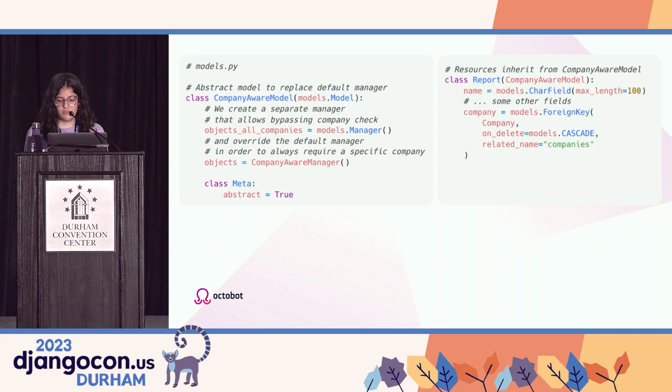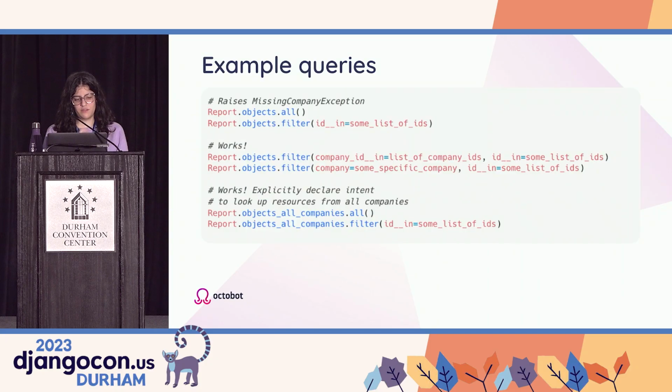And so the way this would work is, if you have these example queries, for example, the first two, if I try report.objects.all and report.objects.filter with some imaginary filter query that I want to run, for example, my ID in some list, this will raise our missing company exception. However, if I try to filter and I add either the company, referencing for example some specific company, or the company ID, you don't have to make it be an exact match. I can use, for example, company ID in list of company IDs. This will work as expected.